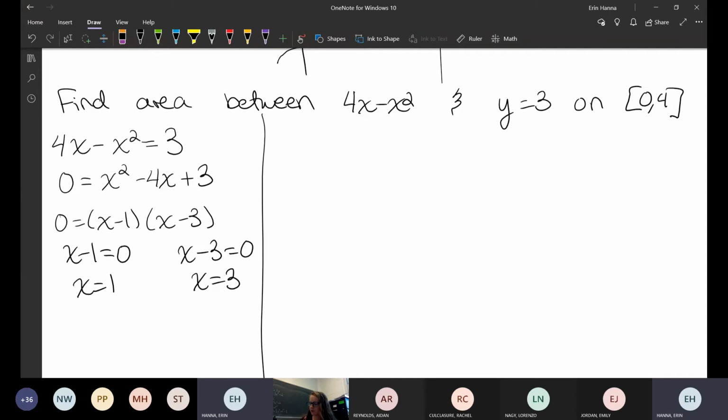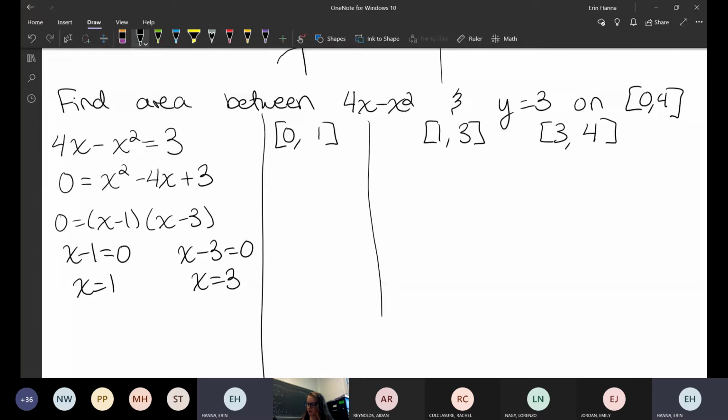But anyway, so we essentially have to start at 0. We're going to break it up at 1. And then we're going to break it up at 3. And then we have to go all the way till 4. So we're going to have 3 pieces for this one.